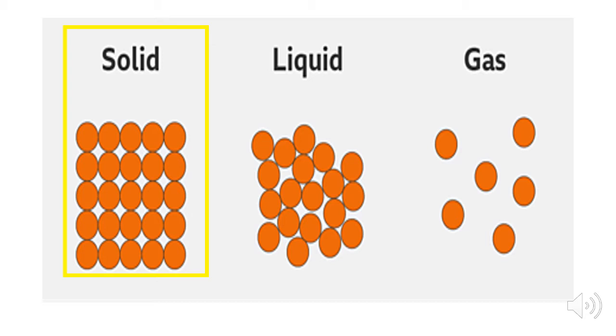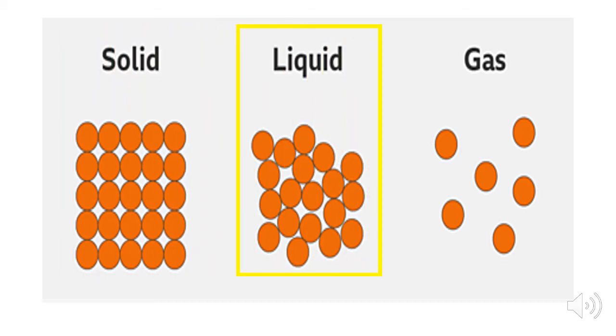Now, we compare that to the particles in a liquid. The particles in a liquid are still close together, although there are some gaps between the particles, but they're still close together. However, we'd describe their arrangement as random. They're not in the nice uniform rows, they're not in the regular pattern as a solid. Now, the particles in a liquid can move around each other.